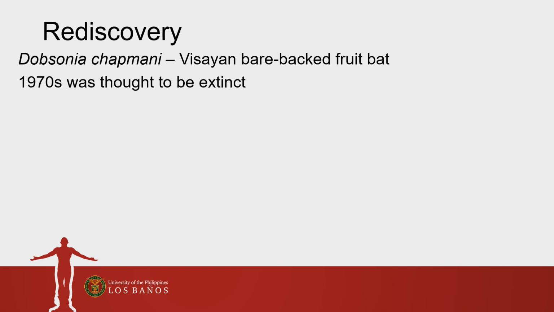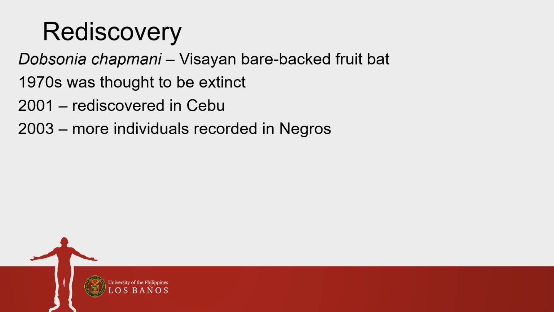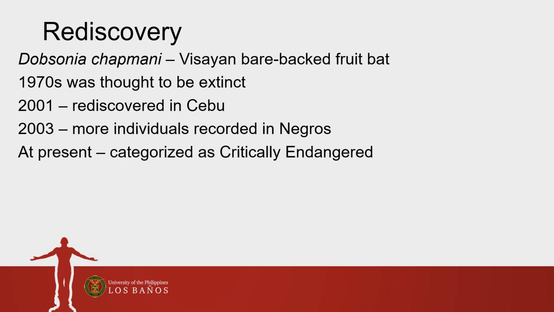Aside from mammals that are new to science, we also have rediscoveries. For example, the Psonia chapmani, the Visayan barebacked fruit bat, was thought to be extinct in the 1970s. In 2001, it was rediscovered in Cebu. And in 2003, more individuals were recorded in Negros. At present, it is still categorized as critically endangered.